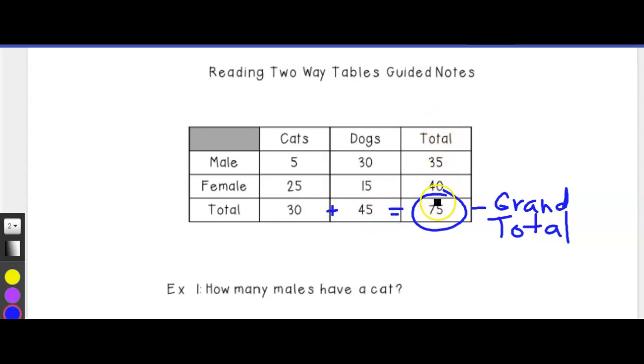Same thing for this row. You had 35 males who were surveyed, plus the 40 females that were surveyed, to give you a grand total of 75. So your total this way should be 75, and your total that way should be 75. Now that we know how to read this chart, hopefully we can go and answer some questions about it. So the very first one's super easy.